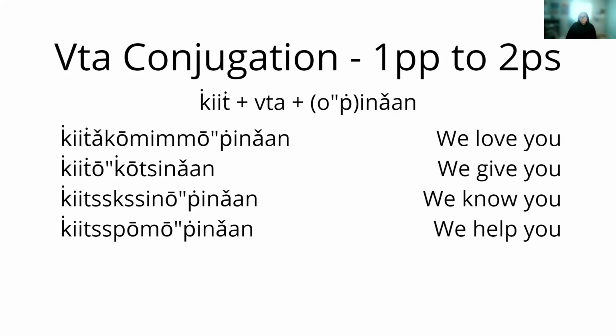First person plural to second person singular, which would be us to you. The same as this one, except you're adding oh bin nan, or sometimes just in nan. So for instance, we love you would be kitakumim oh bin nan. But you could also say kitakumim min nan. We give you would be kitakotsin nan.